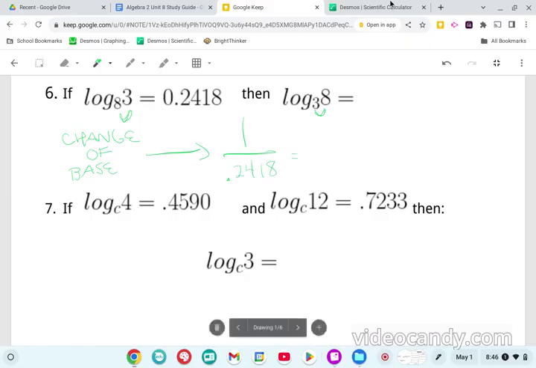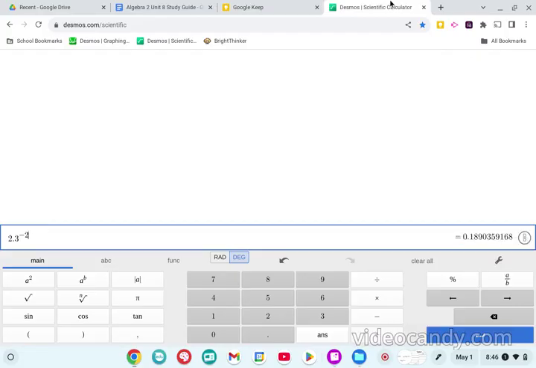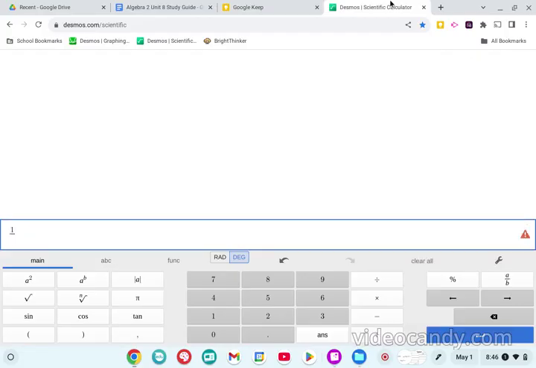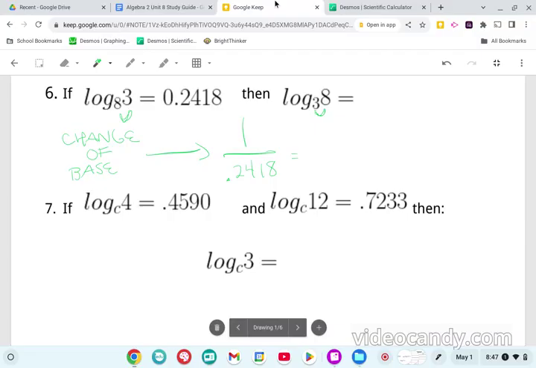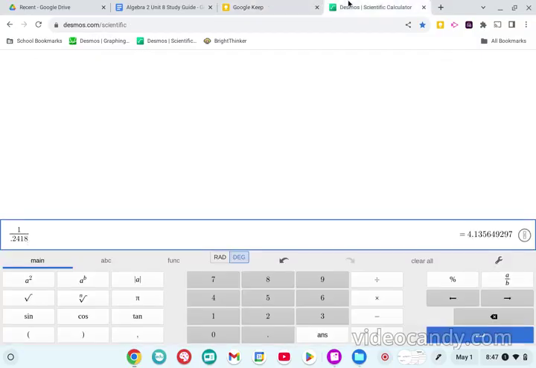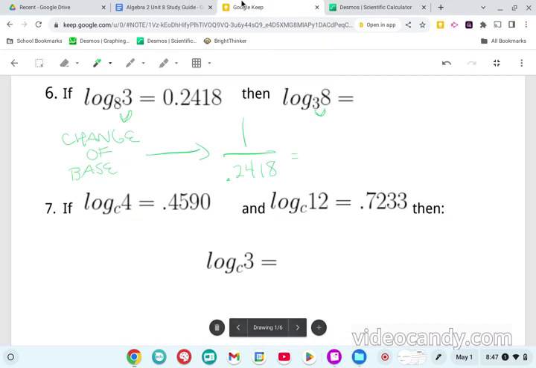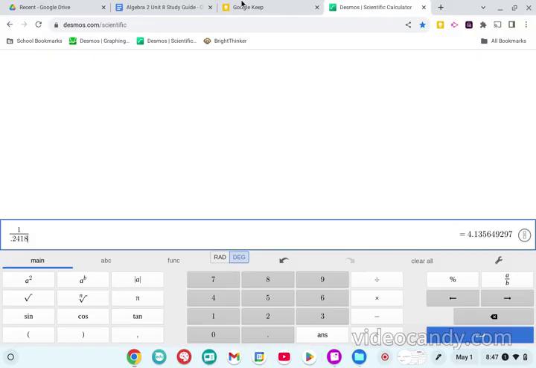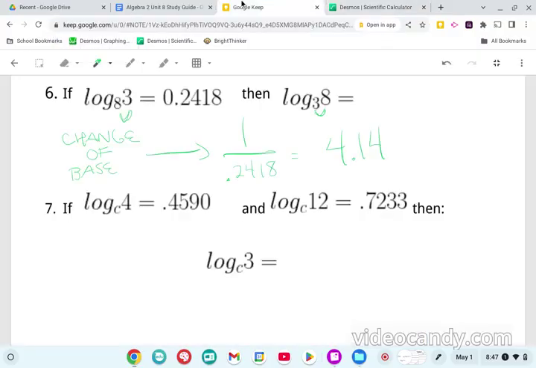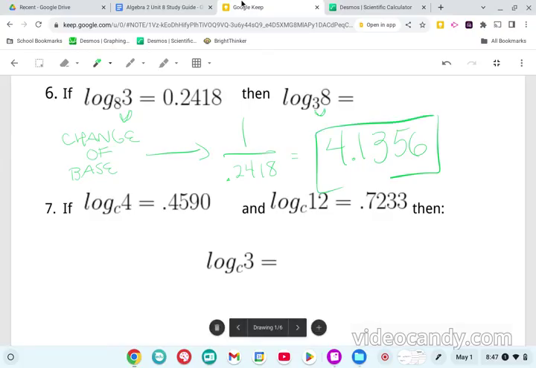So I'm literally going to come over here and do 1 over 0.2418. Was that right? The right number? Yeah, 0.2418. And I get 4.14. We'll round it. Actually, we'll do 4 places since we were given it in 4 places. 1, 3, 5, 6, because that is 1 divided by the original value.